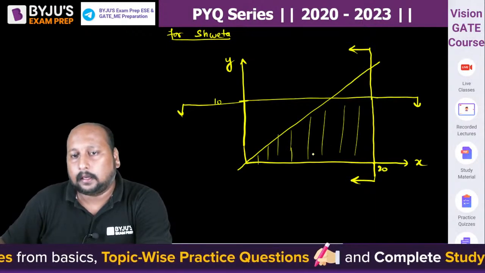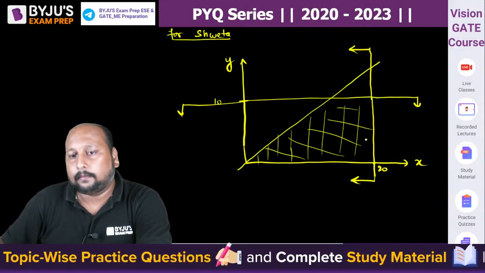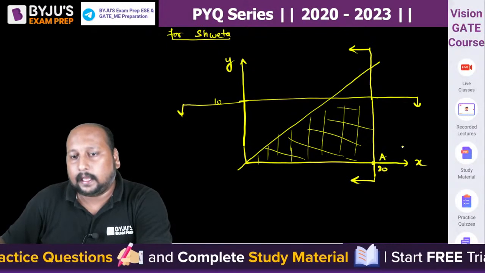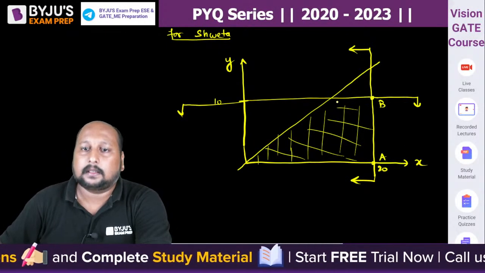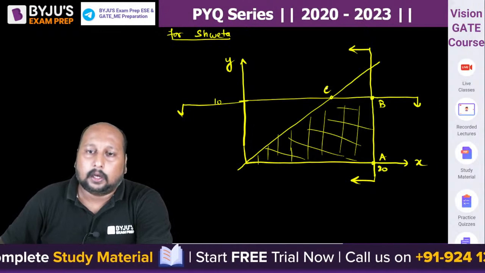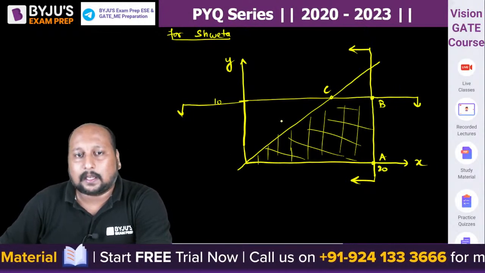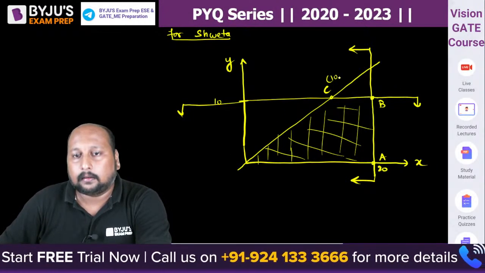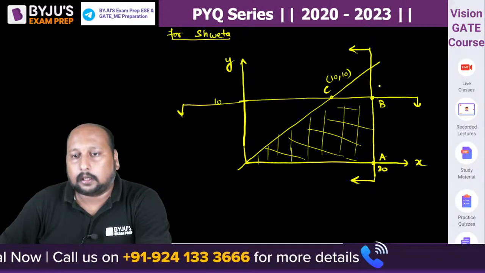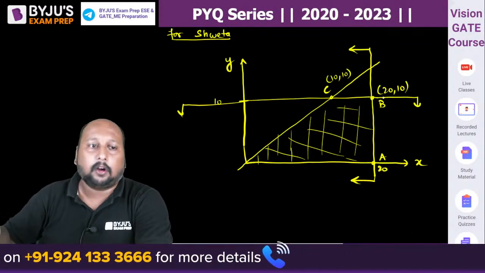So let us identify the corner points. This is, let us suppose, point A. This is point B. This is point C. Right. The coordinate of this is x equal to y, so this is 10 comma 10. This is your 20 comma 10. So we got all the coordinates.